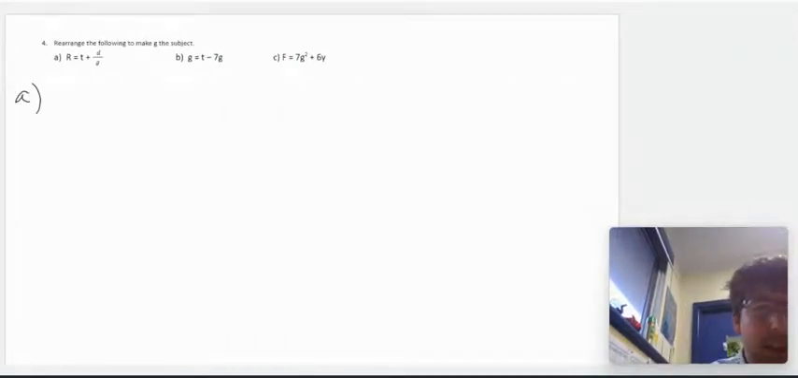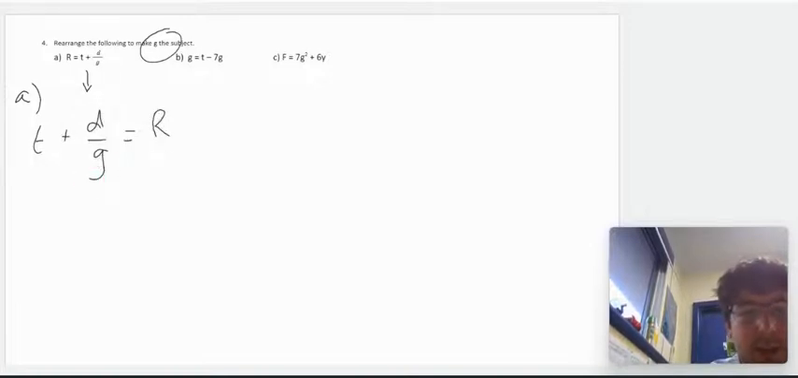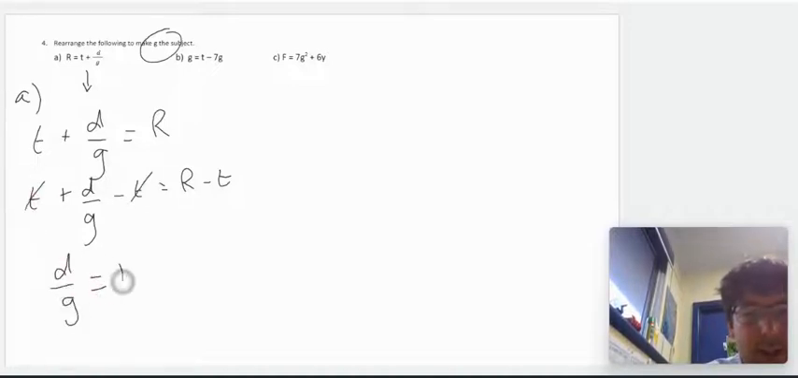All right, let's rearrange these. This first one, we want to make G the subject. What that means is we're wanting to rearrange it such that G is on the left-hand side of the equal sign and nothing else is on the left-hand side. So this first one, what we can do straight away is we can just rewrite it with the G on the left-hand side. Then we've got T plus that, so we need to first of all take T from both sides. Then we can cancel those two out. So now D over G equals R take T.